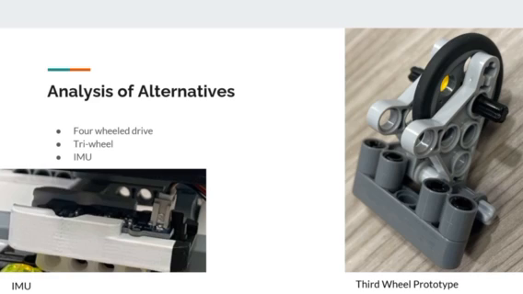The tri-wheel design we couldn't go with because the rear wheel was not able to be attached well enough to support the weight of the battery on the back. And the IMU we did not go with because the code would have been too complex to calculate within the time that we had to build the robot.